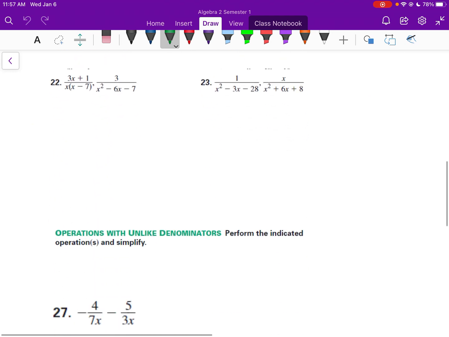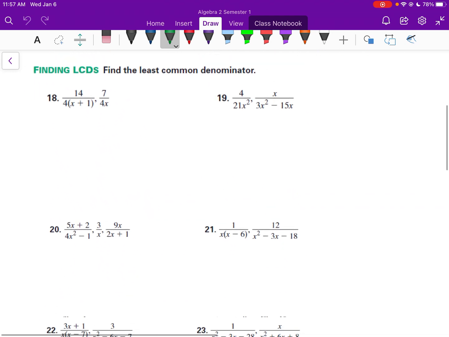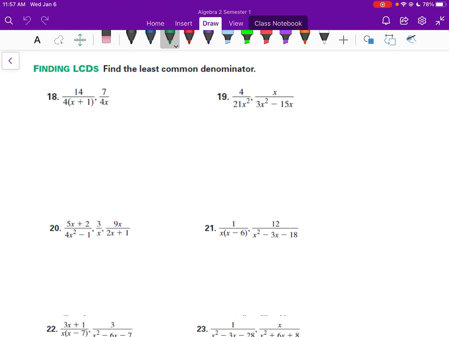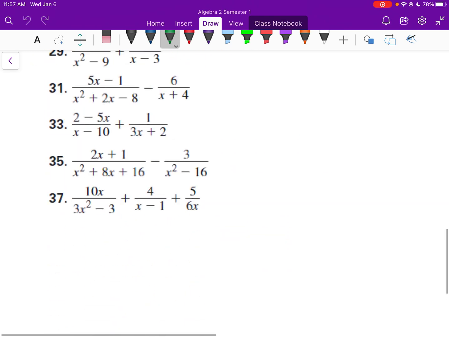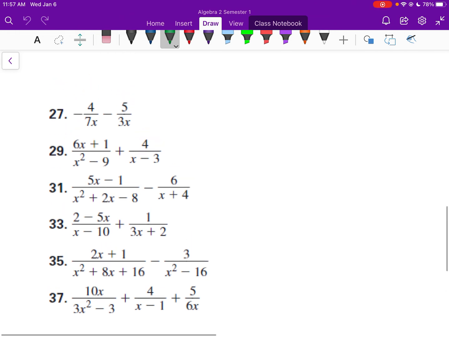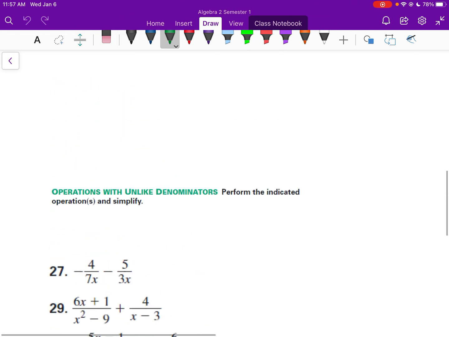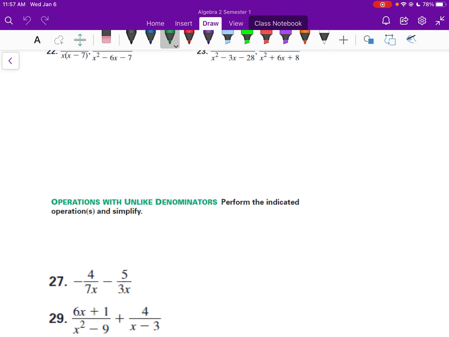Now the next 6 questions, all you are worrying about is finding that LCD, the least common denominator. So you do not have to do any adding or subtracting, but make sure to find the LCD there. That is probably the most important part when it comes to adding and subtracting these rational expressions. And then finally, those last 6 problems actually do adding and subtracting of those rational expressions.